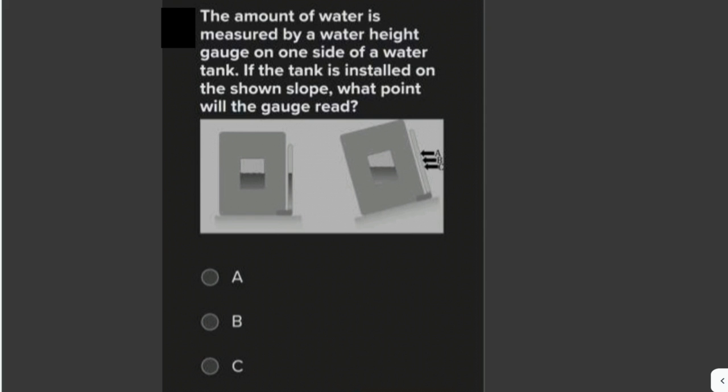The amount of water is measured by a water height gauge on one side of a water tank. If the tank is installed on the shown slope, what point will the gauge read? So we have points A, B, and C here. Okay, the water level will stay constant across all open tubes. So placing the tank on the slope will lower the water in the gauge. Therefore, the answer here is letter C.